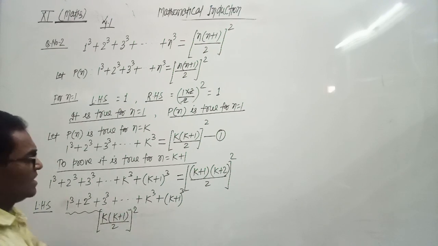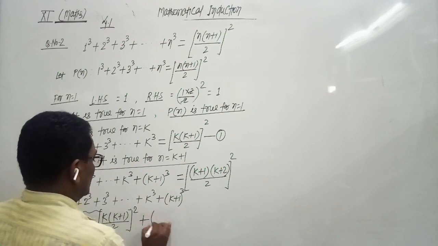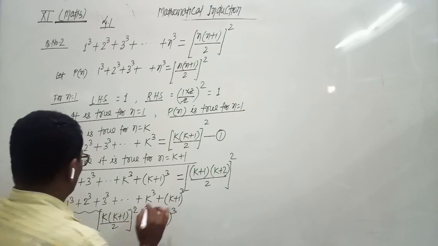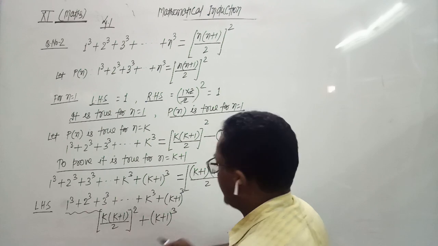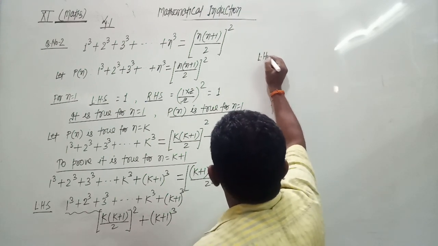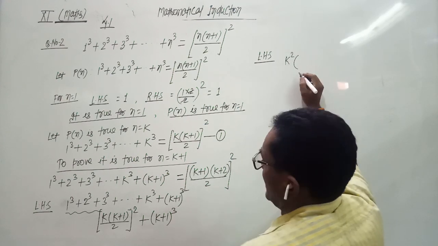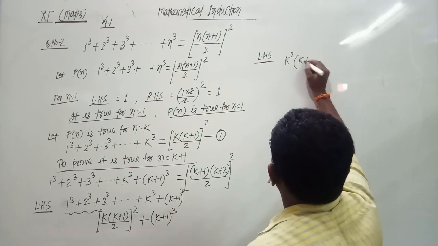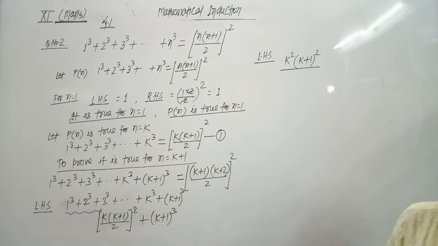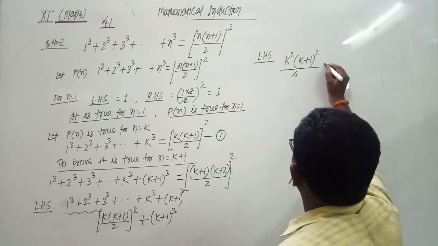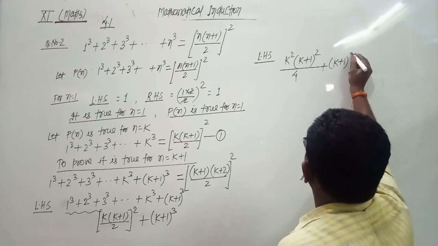The whole square, and this term would be written as it is plus k plus 1 the whole cube. Now we proceed. So we remove the bracket. So it becomes k square and k plus 1 the whole square upon 2 the whole square, we get 4, and plus k plus 1 the whole cube.